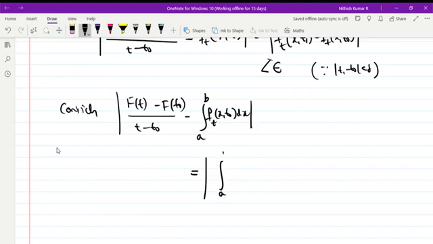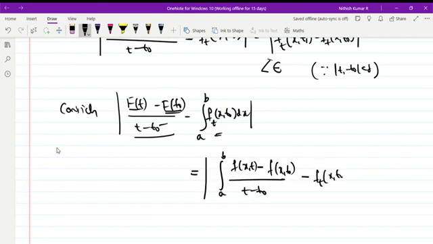So we are taking a common integration for these two terms, that is integration a to b of f of x comma t minus integration a to b of f of x comma t naught, whole divided by t minus t naught, minus f_t of x comma t naught, whole into dx.